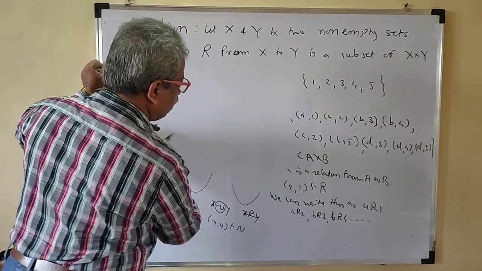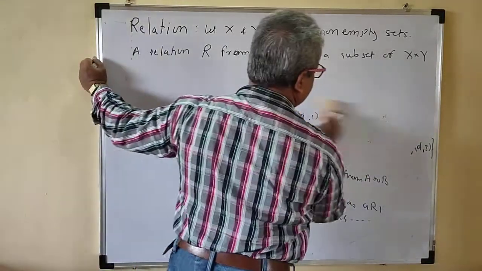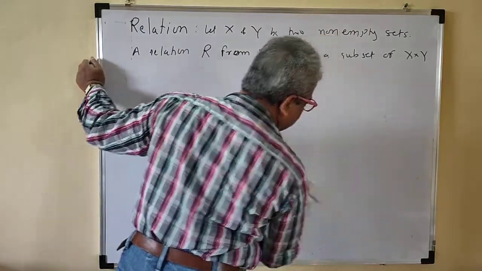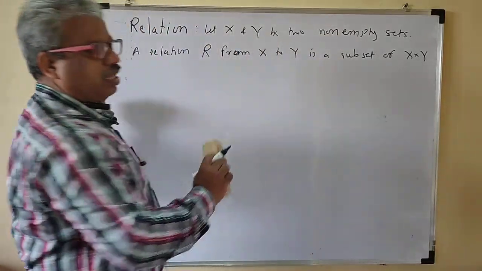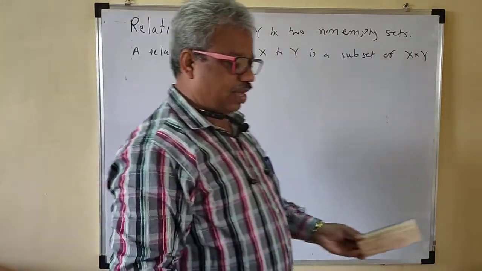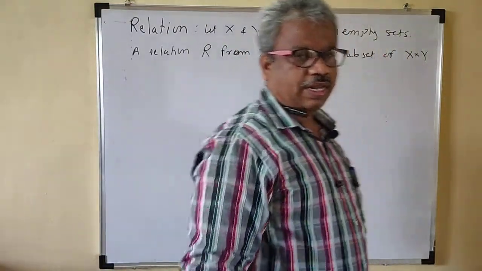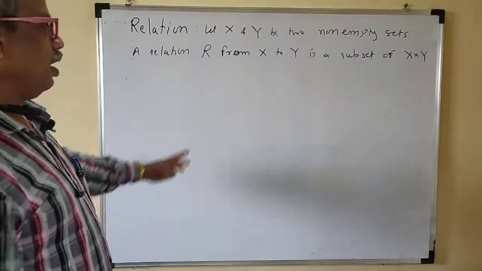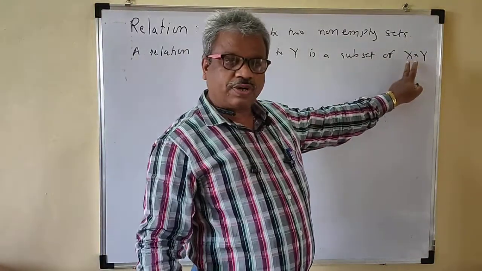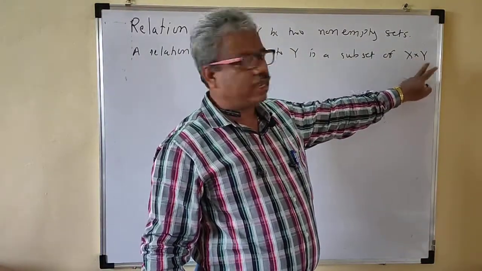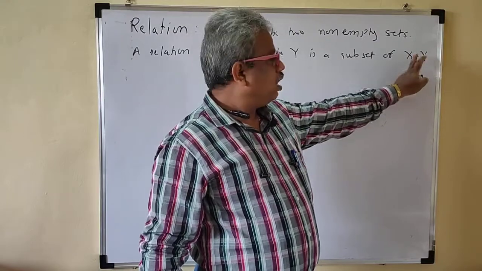So I hope that you understand what is meant by relation. Relation is just any subset of X cross Y, right? Any subset of X cross Y is a relation from X to Y. So in X cross Y, your first set is X and your second set is Y.